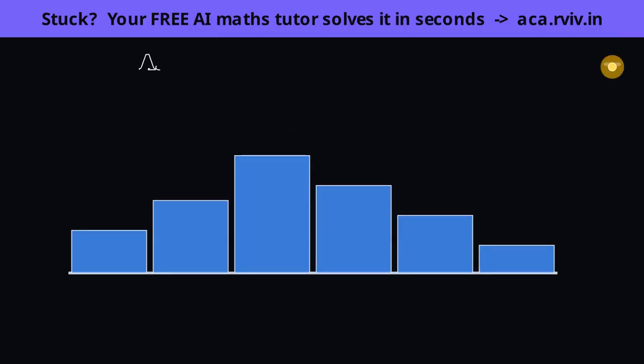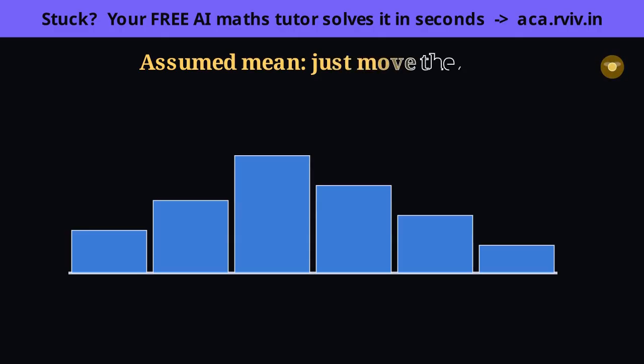Here's the honest problem with the direct method. When the class marks are big, think 510, 530, 550, multiplying each by its frequency by hand is slow and error-prone. So we cheat, but cleverly, in a way that changes nothing about the answer. Pick any convenient class mark, usually one near the middle, and christen it the assumed mean, A. It's just a landmark we choose for our own comfort.